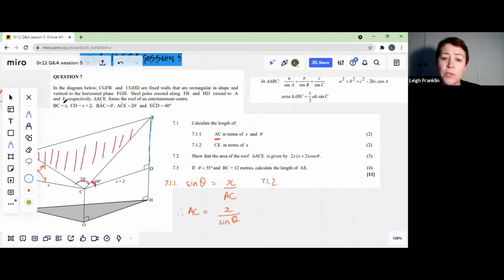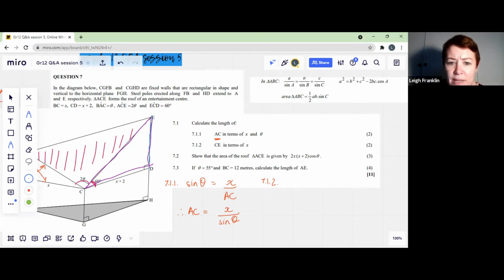Question 7.1.2, they want us to calculate CE in terms of x. So now if we come over here and have a look at side CE, let's highlight that for ourselves. Here is CE. The other thing that you notice is that side CE is also the hypotenuse, only now we're not in the same triangle anymore, we're in a different triangle. So side CE is the hypotenuse of triangle EDC.